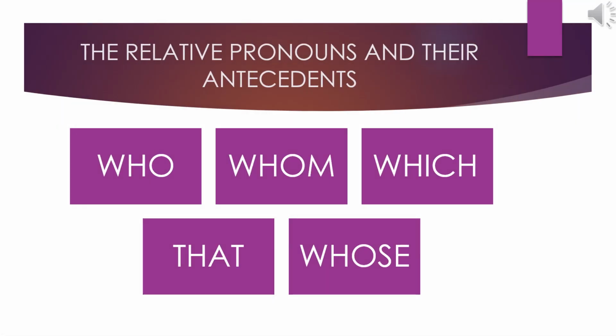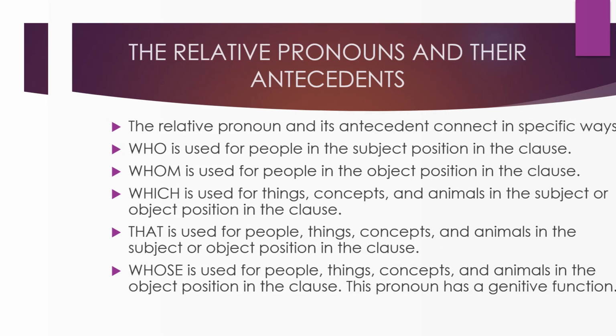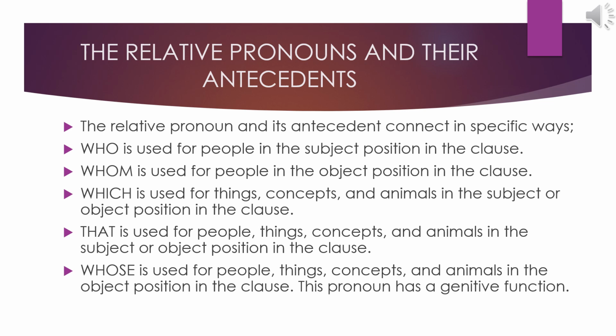In order to use the relative pronouns, it is important that we consider that they establish different relationships among ideas. Some relative pronouns are only used for people, and some other relative pronouns are used for objects and concepts as well. For example, the relative pronouns who and whom are used for people, both of them. However, who is used only in the subject position in the clause. Whom, on the other hand, is used in the object position in the clause.